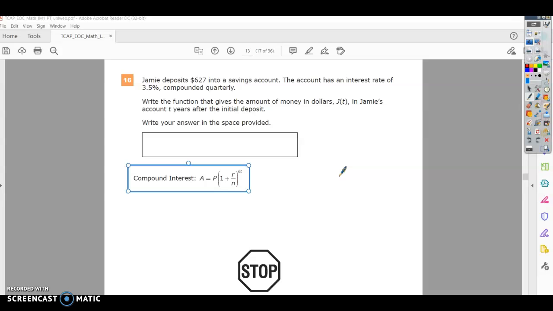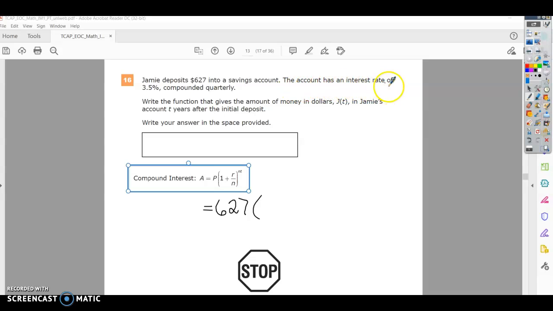So I'm not going to put anything in the space provided until I have my formula that I want to use, so I know that I've got it crafted the way the question asked for it. So it says Jamie deposits $627 into a savings account. So that is the principal. So we have the principal is $627.